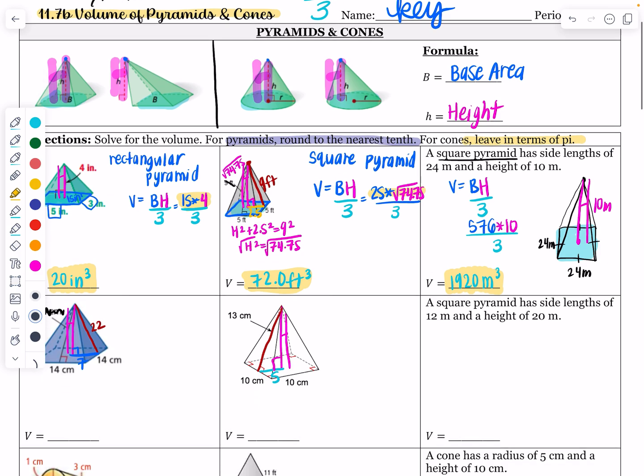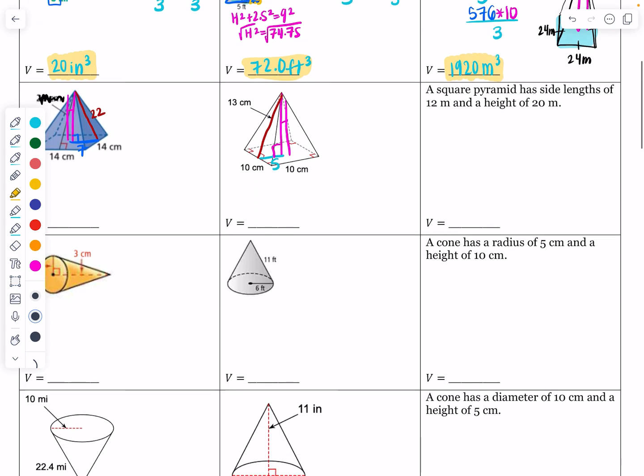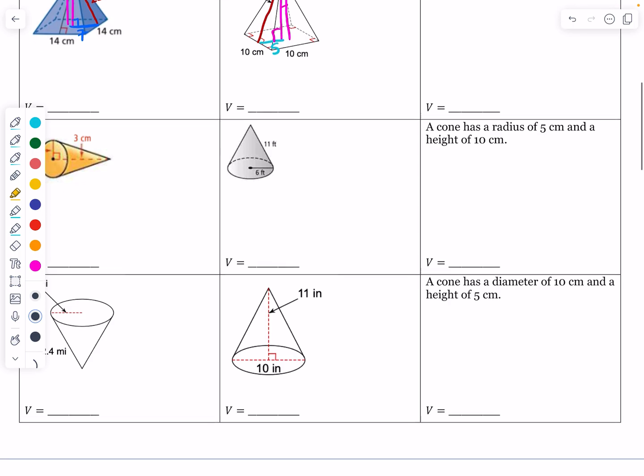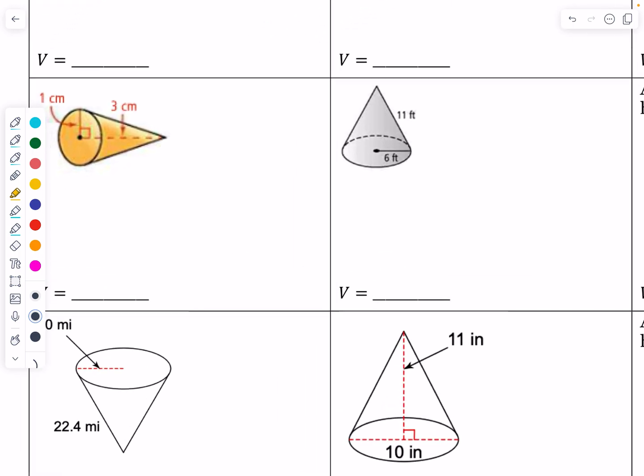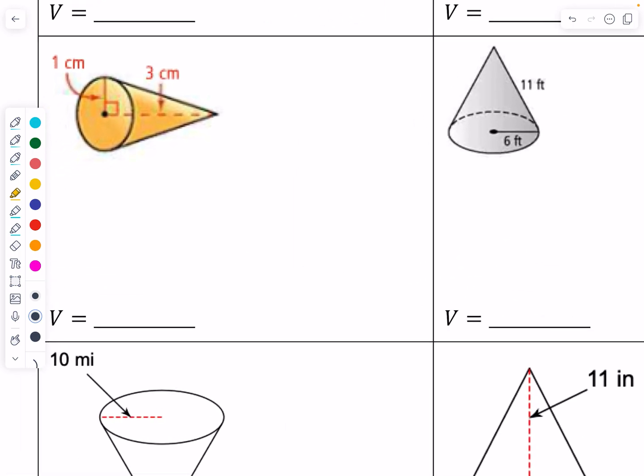All right, so let's keep going. We're going to skip these next three. Check the key if you want to see those later. Then we talked about cones, and so I held up a cylinder in class, and we talked about how the formula is still volume equals base times height divided by 3.